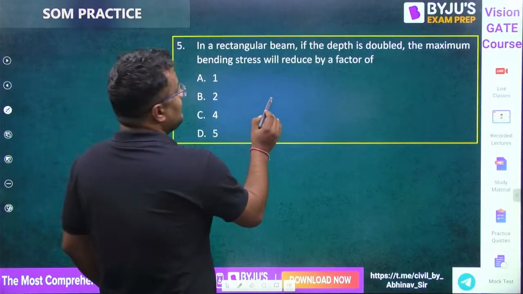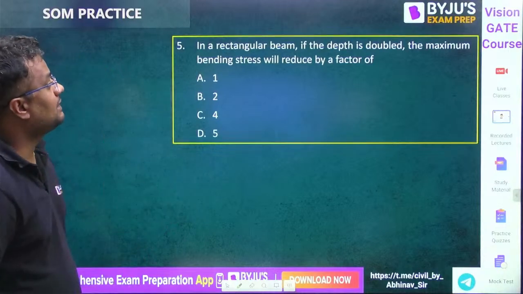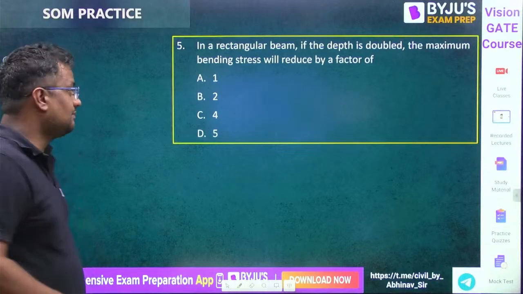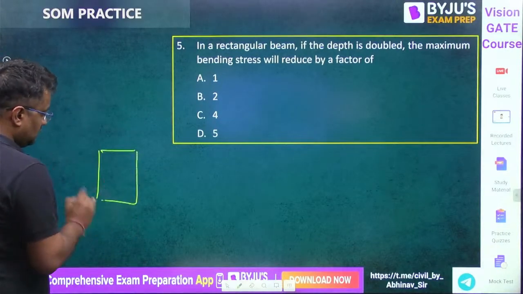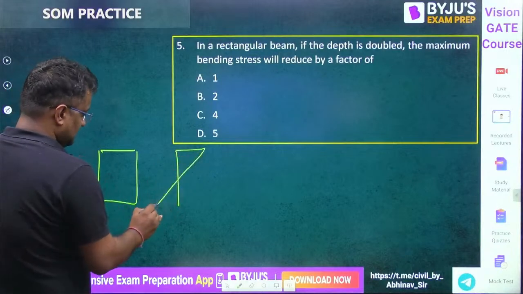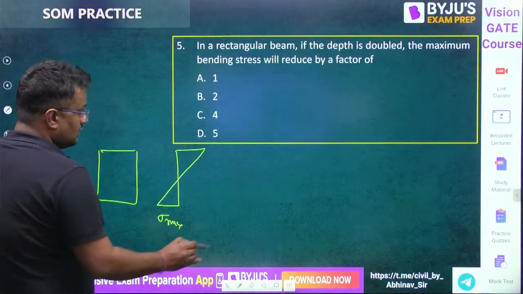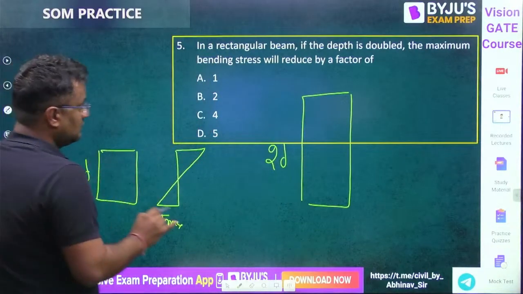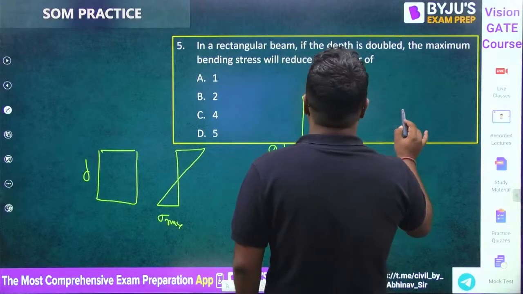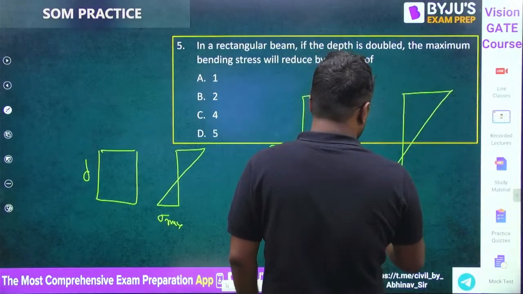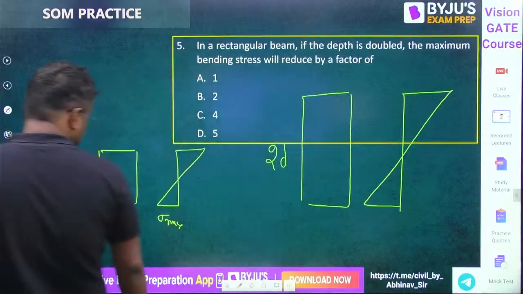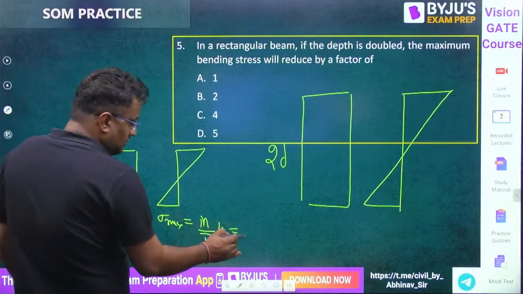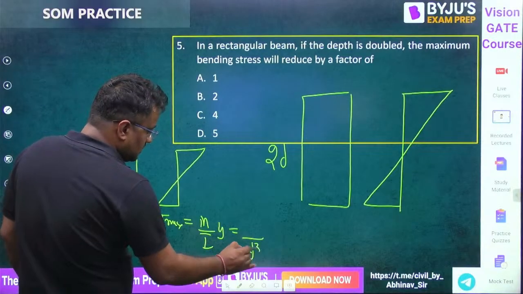Now, bending stress. If in a rectangular beam the depth is doubled, the maximum bending stress will be reduced by what factor? Here is the beam with depth D and here is sigma max. Now when the depth is doubled, it becomes 2D. Sigma max is M by I into y. Here I has b into d cube, and y is d by 2.